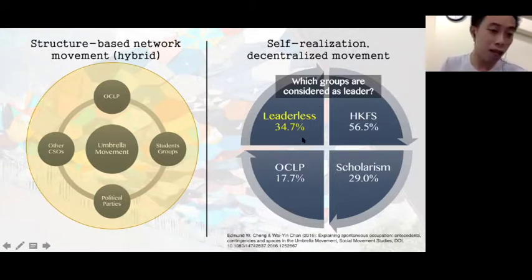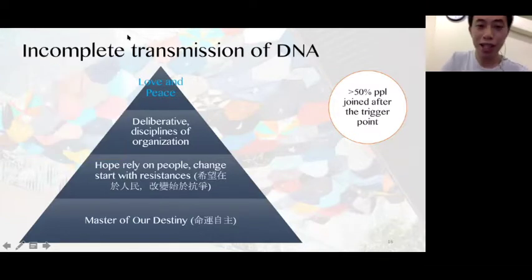And I think even in the US context, there are increasingly people who think a movement doesn't need a leader. Which leads us to a problem. What makes these people feel leaders are unnecessary for a decentralized movement? One of the factors is, of course, that in our survey we found that more than 50% of the protesters joined the movement only after the trigger point.